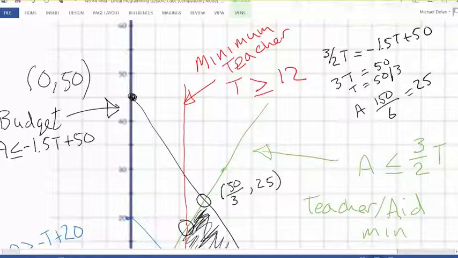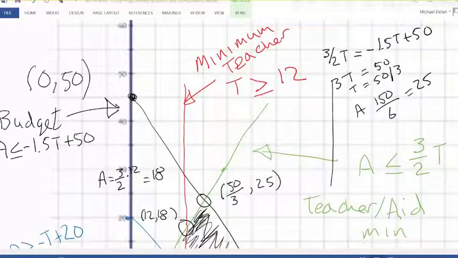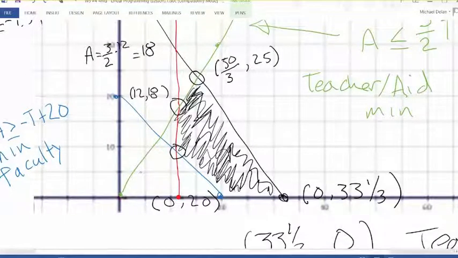For the next corner, let's solve for where the minimum teacher line, the red line, intersects with the green line, the teacher aide line. That's just easy. It's 12, and you plug 12 in, and you get 18. The final point is also pretty easy. It's the minimum faculty line, the blue line, crossing the minimum teacher line, the red line, and we know that it's always 12 for teachers, and you just plug that into the minimum faculty, and you can solve and get 8 for the number of aides.